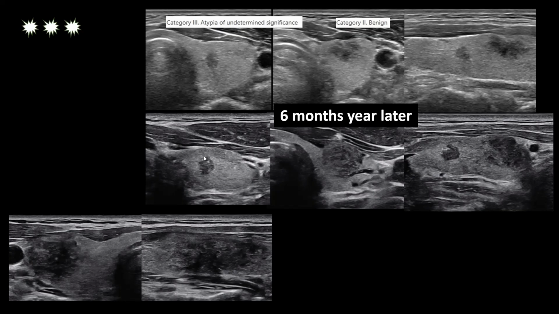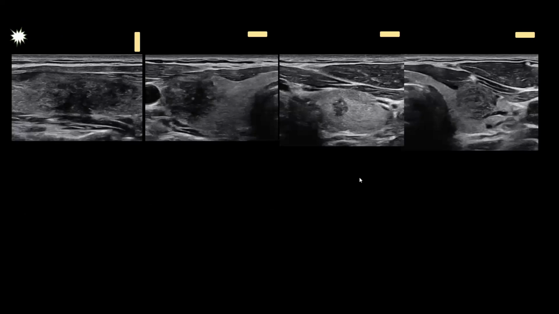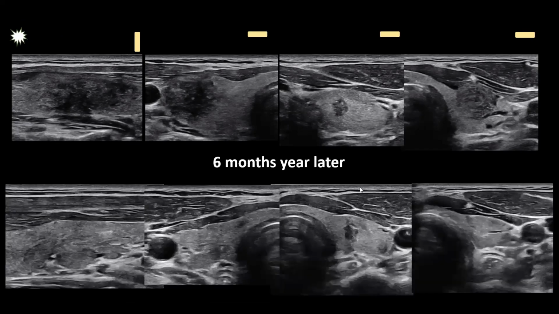FNA was repeated on the small lesion per patient request, and this time it revealed suspicious for malignancy. The patient underwent surgery 6 months later, and preoperative ultrasound showed resolution of the subacute thyroiditis. This case illustrates the dynamic nature of subacute thyroiditis over time.